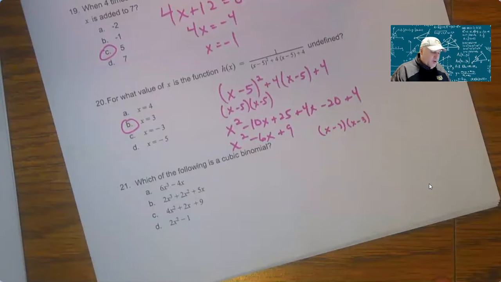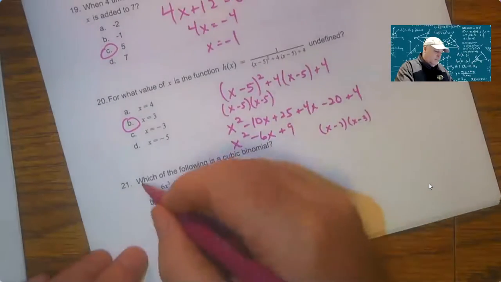Which of the following is a cubic binomial? So I need a cubic of 2 terms. There it is.